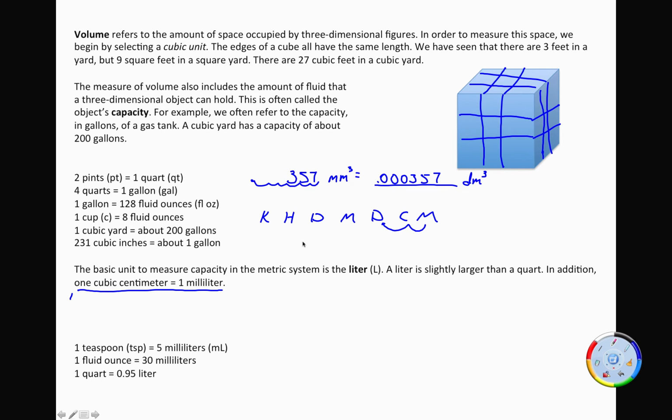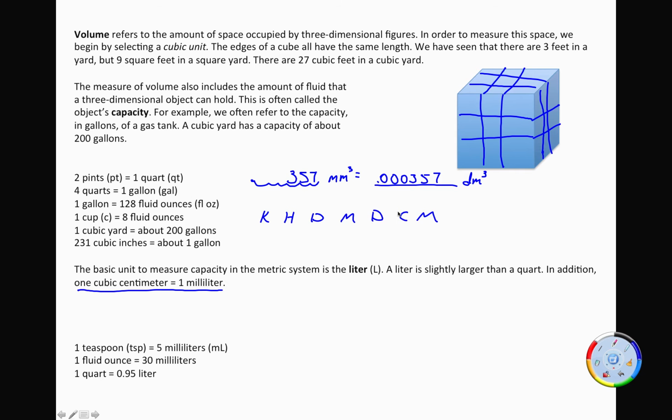Now suppose I needed to change that into liters. Oh, well, I know that a cubic centimeter is 1 milliliter. So look how easy that is. A cubic centimeter is 1 milliliter. So I want to change my 357 cubic millimeters, instead of decimeters, to cubic centimeters.